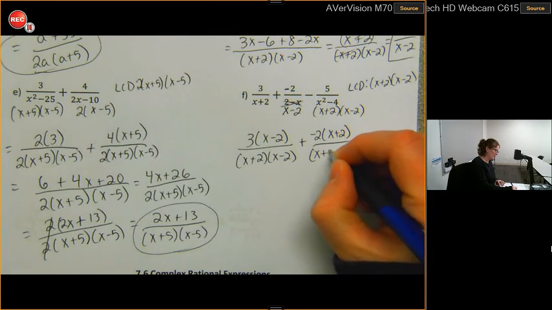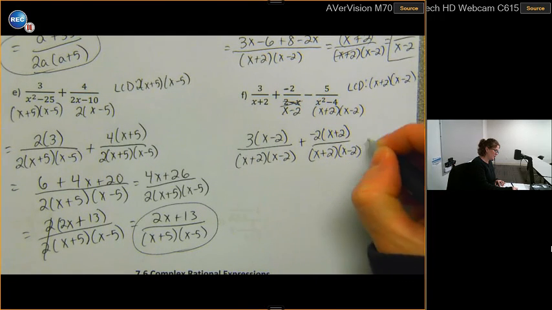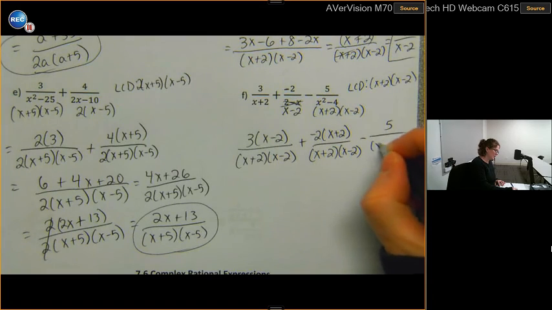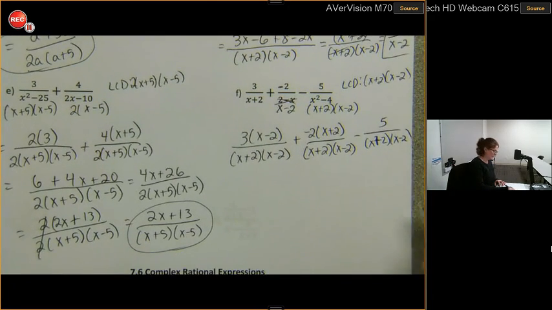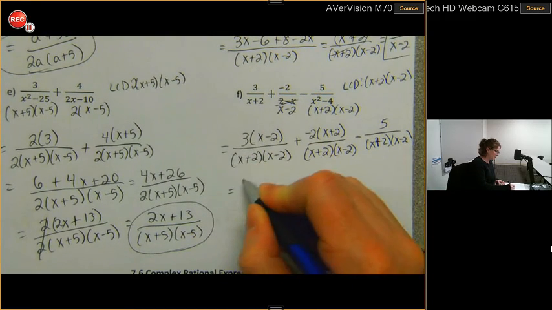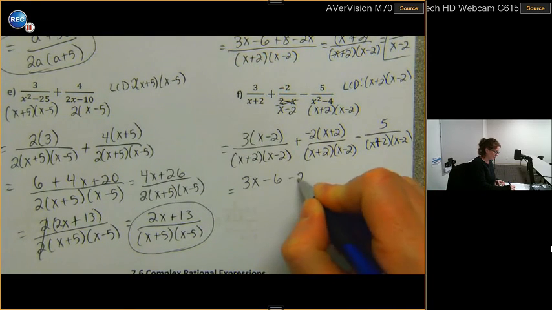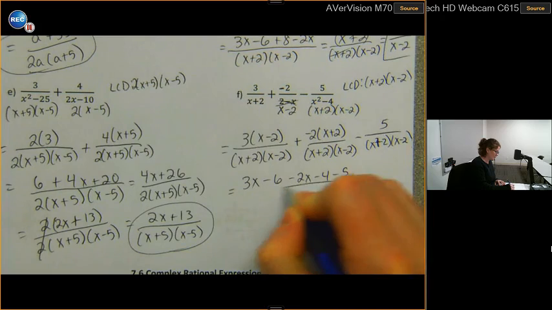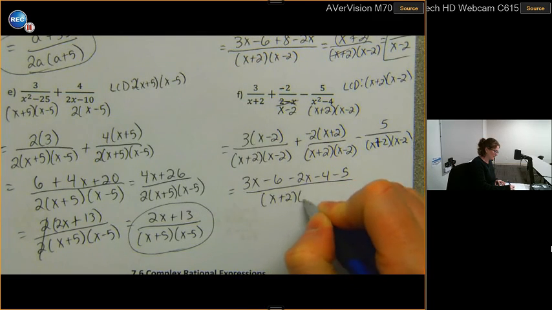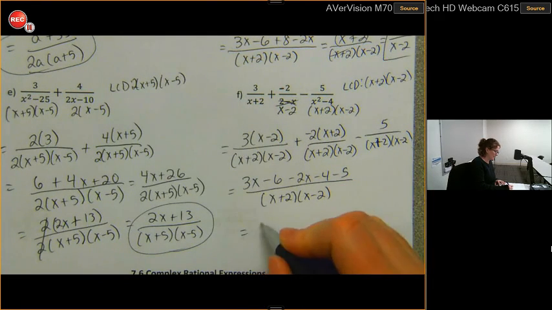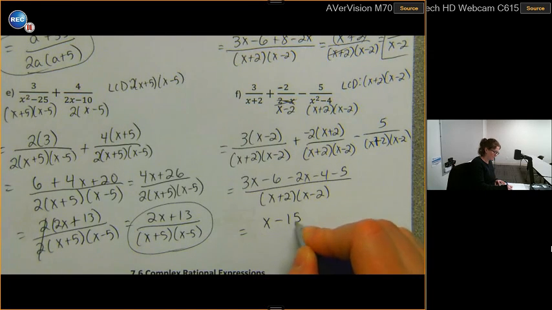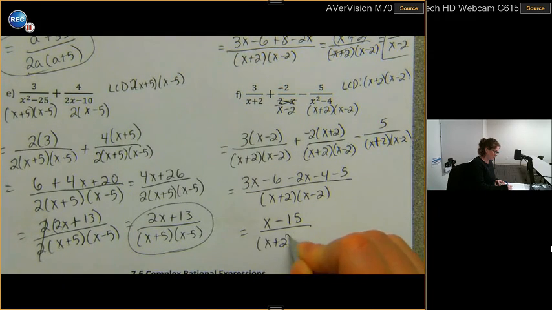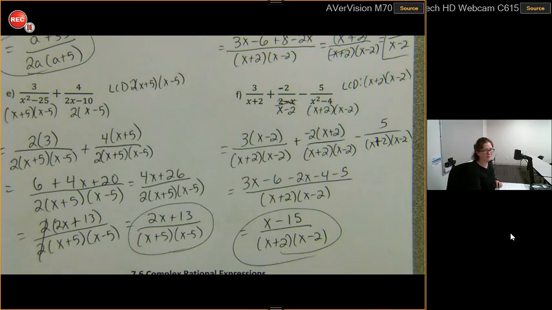I'm multiplying on the expression needed to get the common denominator. And then distributing, combining like terms. Nothing factors and cancels, so that one is now done.